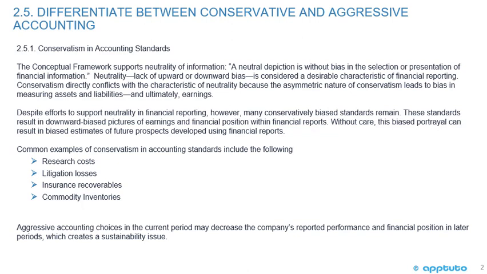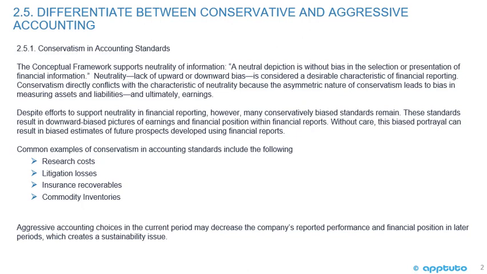Despite efforts to support neutrality in financial reporting, however, many conservatively biased standards remain. These standards result in downward biased pictures of earnings and financial position within financial reports. Without care, this biased portrayal can result in biased estimates of future prospects developed using financial reports. Common examples of conservatism in accounting standards include the following: research costs, litigation losses, insurance recoverables, and commodity inventories.